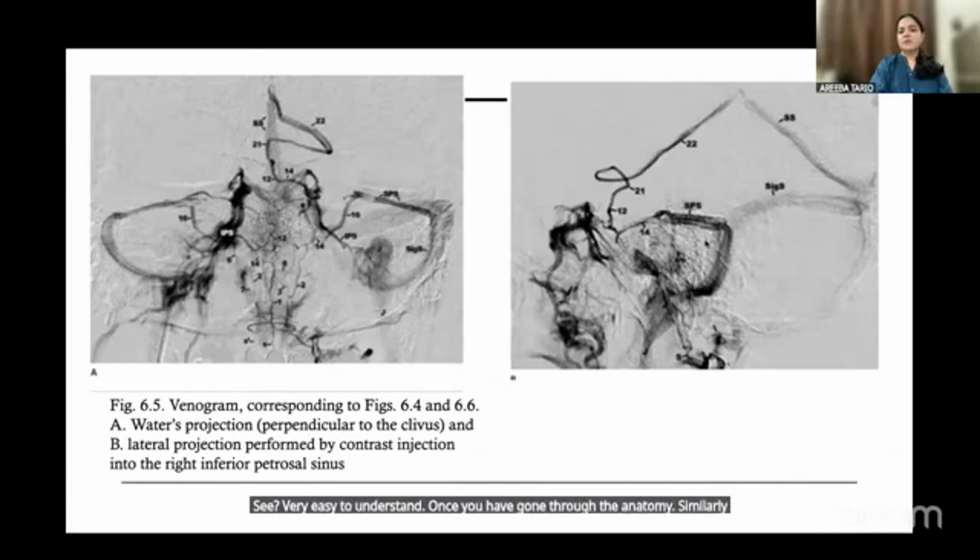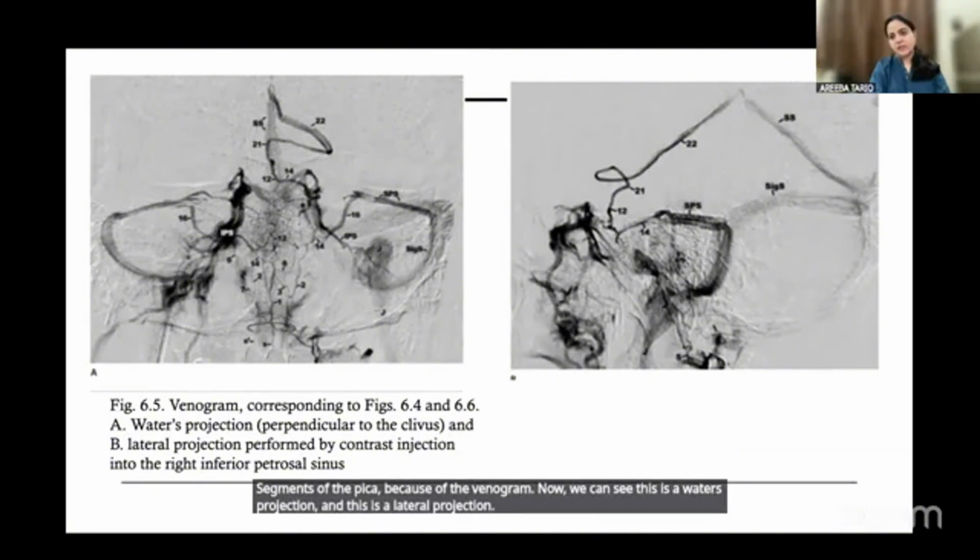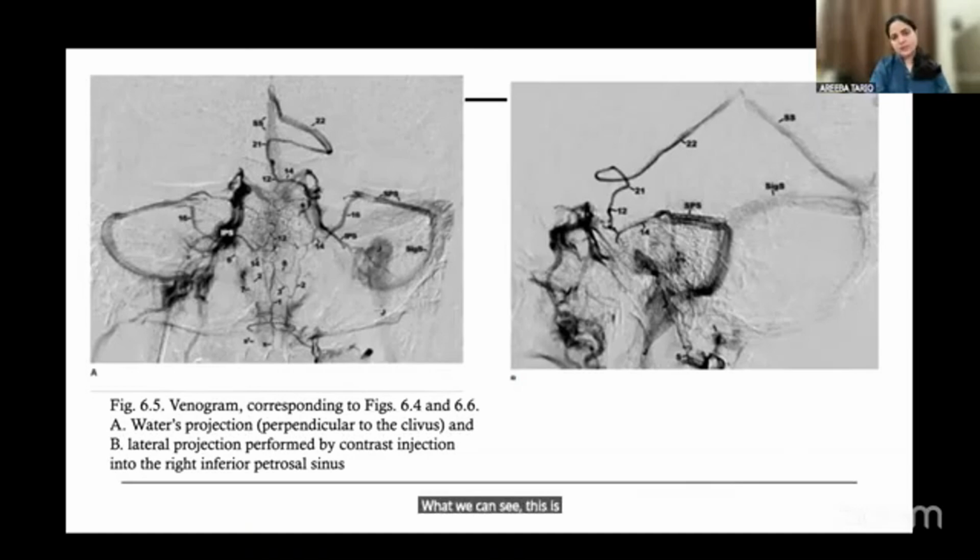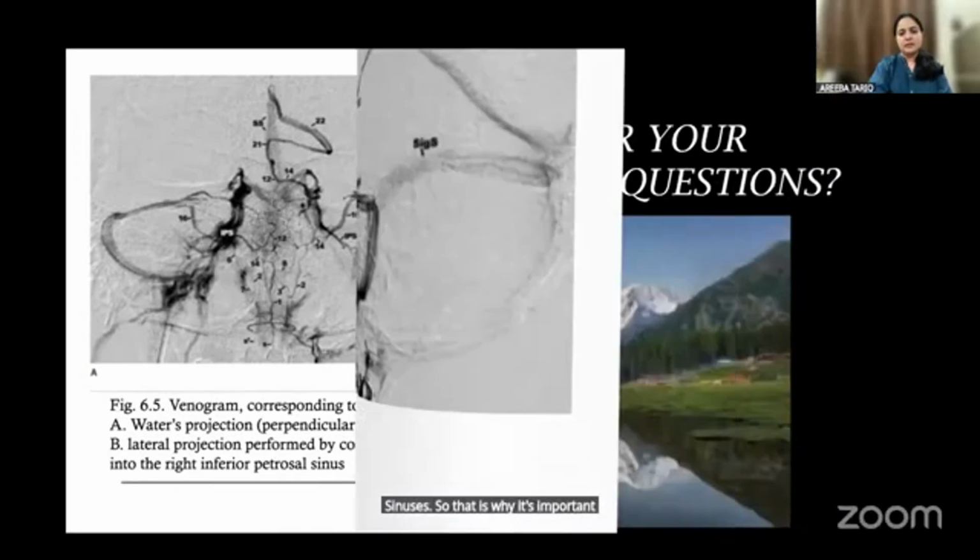Similarly, why were we so concerned about the segments of the PICA? Because of the venogram. Now we can see this is a Waters projection and this is the lateral projection. What we can see, this is a delayed phase, so we can see sinuses over here. This is superior sagittal sinus, this is sigmoid sinus. We can see superior petrosal sinus. We can see part of inferior petrosal sinus somewhere here. See, and what else we can see? The veins of the brainstem here, sinuses. So that is why it's important to learn this anatomy.